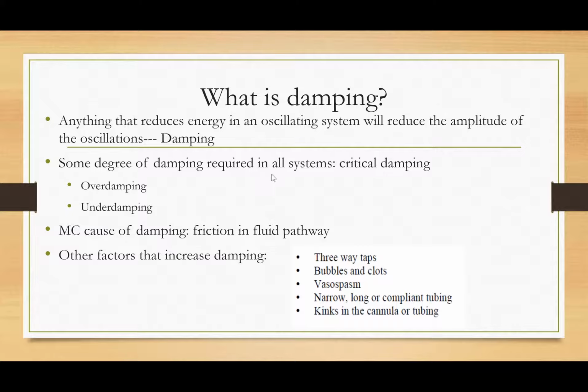The most common cause of damping, as in any other system in physics, is the friction in the fluid pathway. The other factors which increase damping include a three-way stopcock, clots, bubbles in the system, vasospasm, kinks in the tubing, or narrow or long compliant tubing. That is, the energy will be dissipated inside the system.